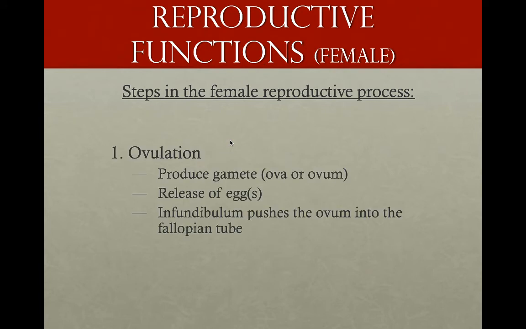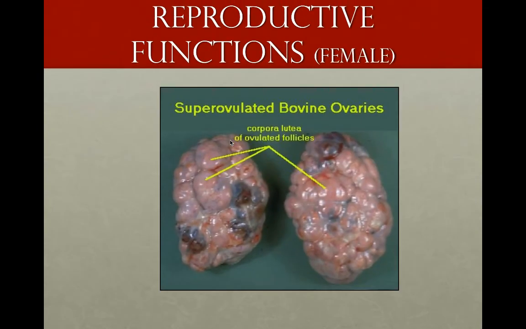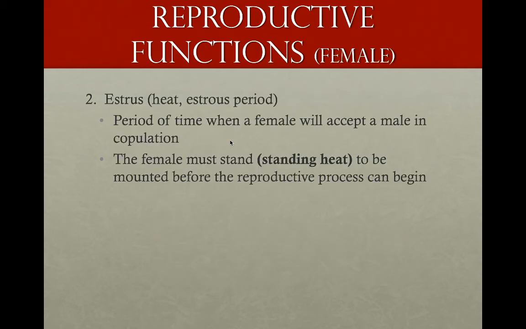Functions of the female: ovulation, where an egg is released from the ovary, caught by the funnel-shaped organ, the infundibulum, as we mentioned earlier. Here you can see 2 ovaries that are superovulated. These were superovulated in the embryo transfer process to expel more than one egg at estrus or during ovulation, which is part of estrus. Estrus, again, is the heat period, the time that the animal is receptive to breeding.